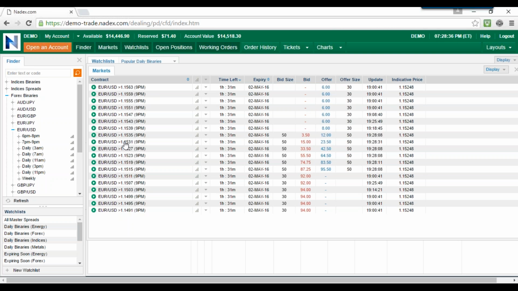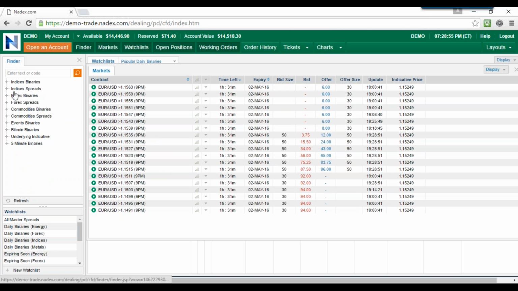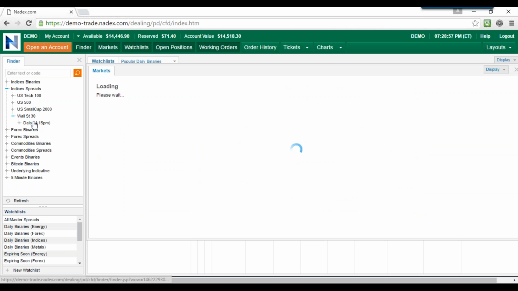It's not just about buying a binary or spread because you think the market's going up. It's not just about selling a binary or spread because you think it's going down. It's which one are you buying or selling? How far out are you getting? Are you getting the right one? So let's take a look here.